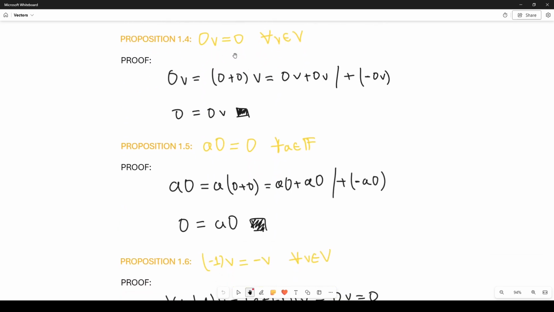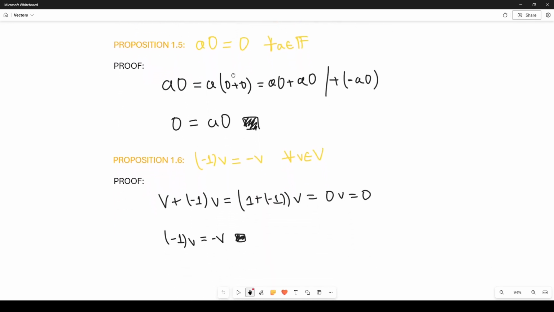Now we have that if you take some vector v and you multiply it by the 0 from the field of the scalars, well then you just get the 0 vector. So how to show this? Well, 0 times v can be written like this. Then we use distributivity, and now we add additive inverses to both sides of this equation. We add the unique additive inverse, minus 0v, and then we get that 0 times v is equal to the 0 vector, because this cancels.